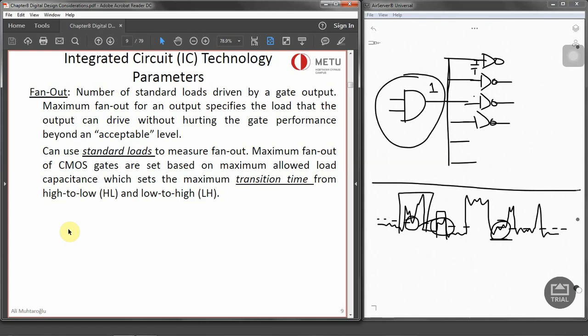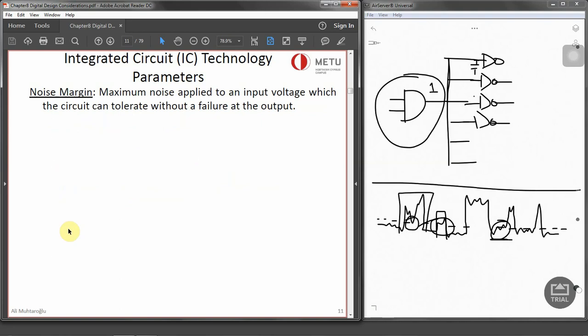So we have to have a noise margin which our circuit can tolerate, and without any problems we can have perfect outputs. Otherwise we won't have valid logic levels and it might not function properly.